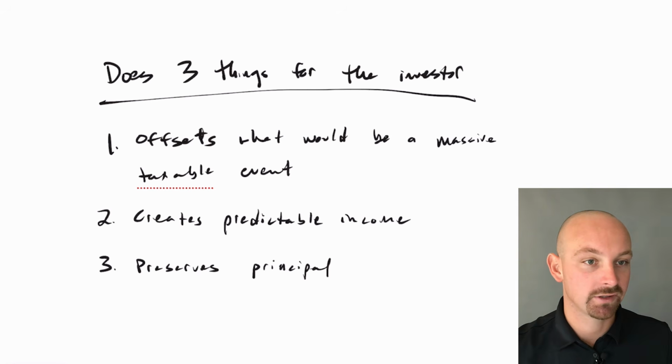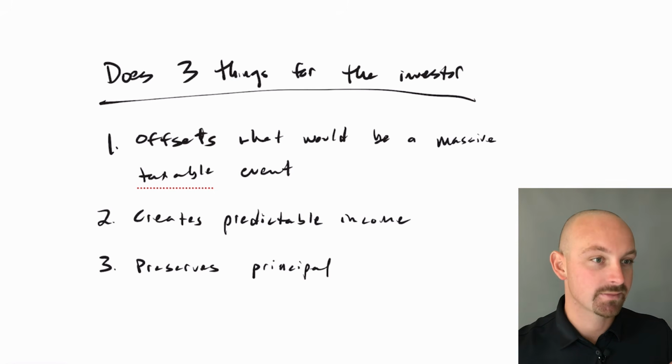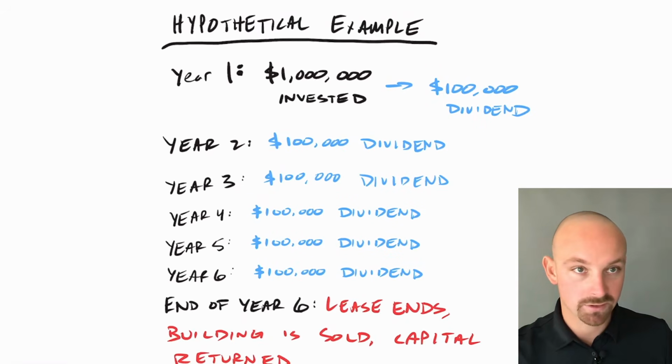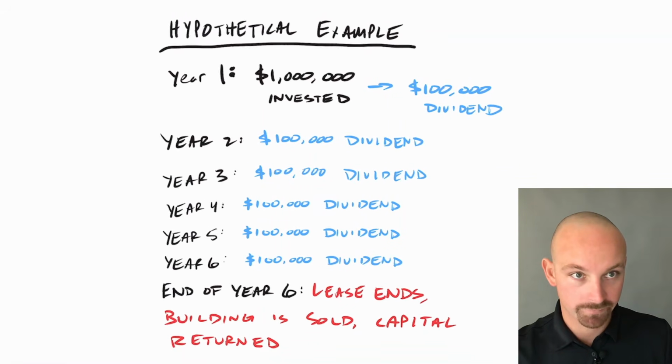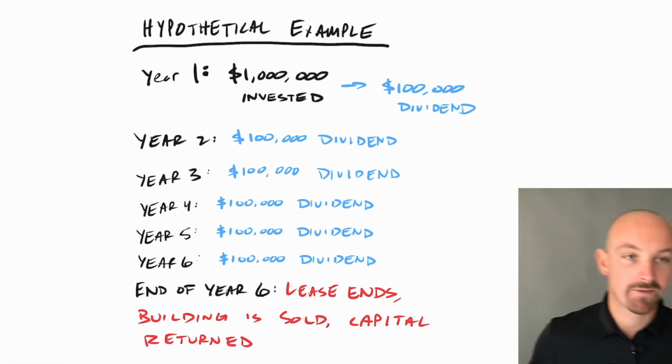And then at the end of the lease, when it's sold back, that is how the capital is returned, which typically takes about 3 to 6 years, sometimes 10 years. Okay, so let's walk through a hypothetical example of how this works here. Let's say you have $1 million that you invest into one of these private placement investment funds.